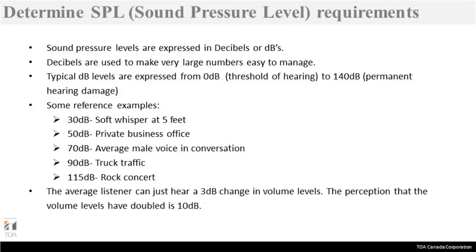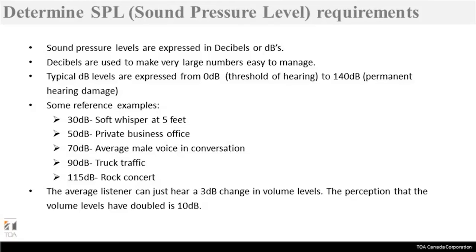Here are some reference examples. When a person is at 5 feet, and the room is very quiet, a soft whisper is roughly around 30 to 33 dB sound pressure level. In a private office environment, people talking on the phone or working, that's around 50. Average male voice in conversation is 70 dB, which I believe is right now. I'm talking at 70 dB. 90 dB, let's say you're stuck in traffic, with all the engine noise, that's going to be 90 dB. And if you go to a rock concert, in the front row, really enjoying the blast from the speakers, that's around 115 dB.